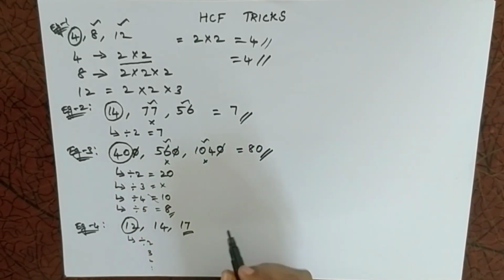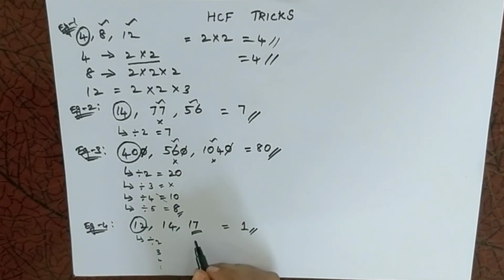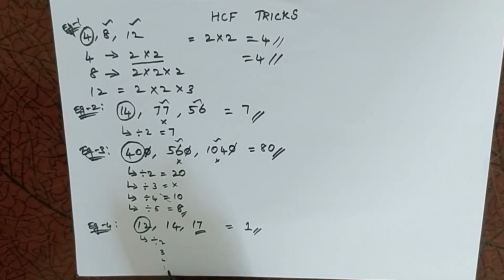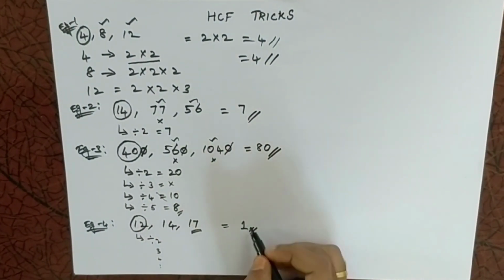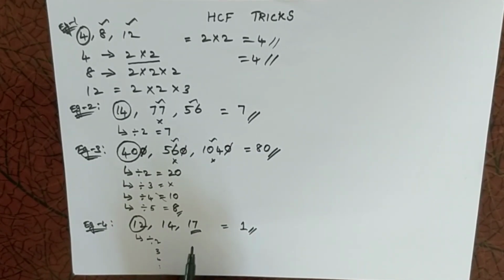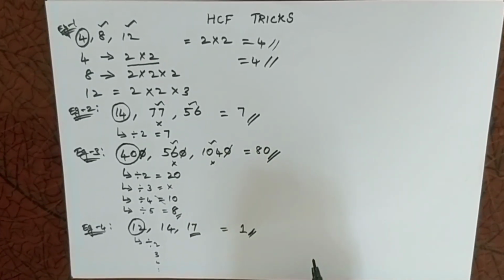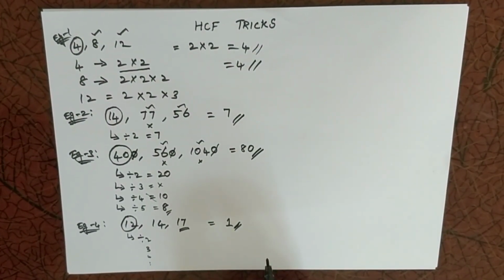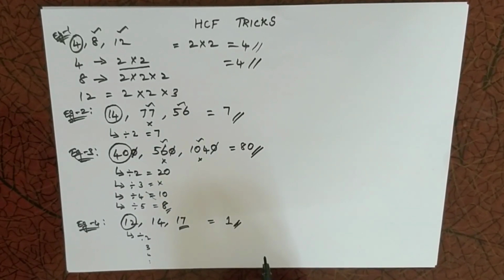In this case, the HCF is always 1 because the prime number will not be divisible by any number other than 1 and itself. So the answer is 1. If you see any prime number in the given question, you can straight away write the answer as 1. So by using this shortcut, we can find the HCF of any numbers easily within a few seconds.